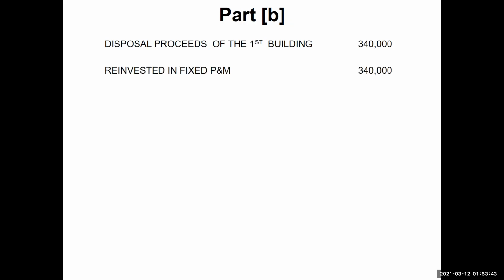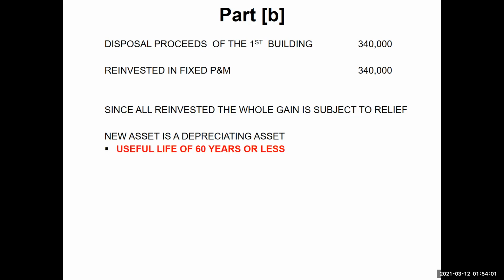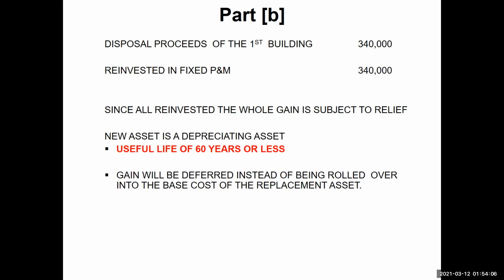All right. Now, part B says that we bought fixed plant and machinery for the same amount of 340,000, right? So what do we find over here? All the amount which we gained had been reinvested. So since all amount is reinvested, the whole gain is subject to relief. Okay, so the new assets, plant and machinery, is a depreciable one. We are looking at where it has a predictable useful life of 60 years or less. So therefore, the gain will be deferred instead of being rolled over into the base cost of the replacement asset.